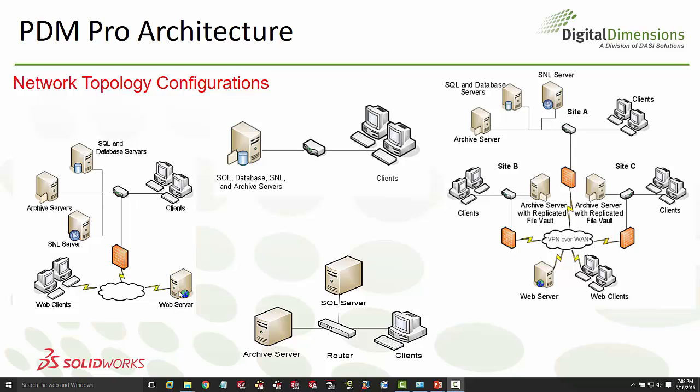PDM Professional also provides a web server interface. This allows web clients to access the data through the intranet or through the internet. Another configuration is to replicate the archive servers. Here we have Site A and Site B, and all the data, the physical files on the archive server, can be synchronized across all sites.